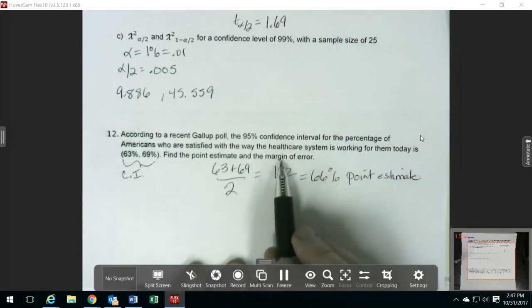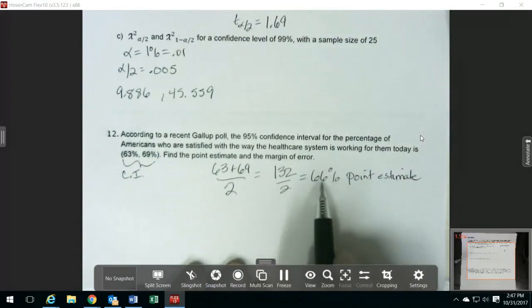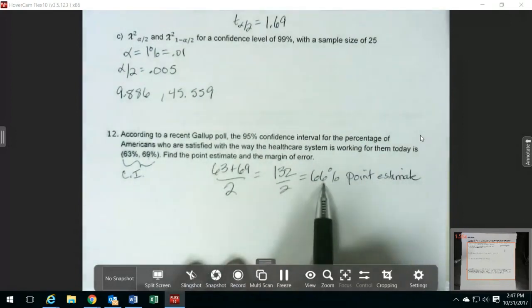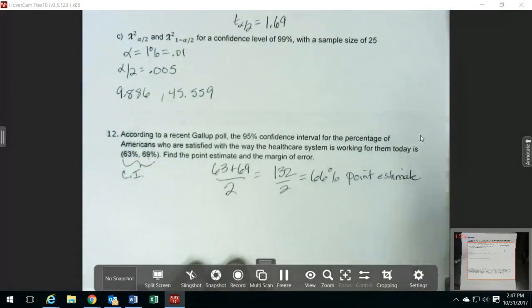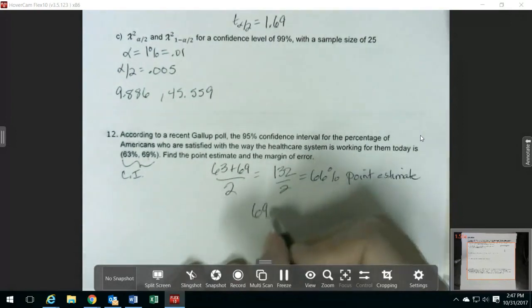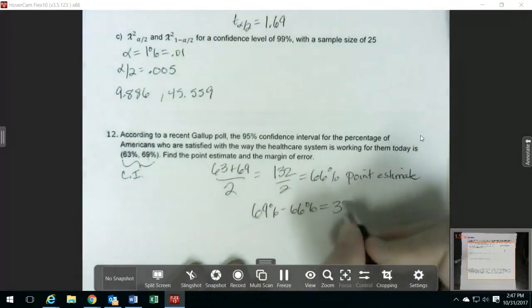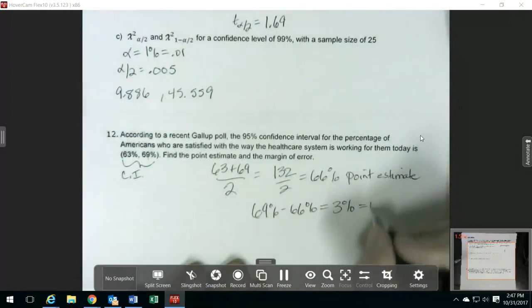Then for the margin of error, that's just the distance from the point estimate to either one of the 2 limits. If we have our upper limit is 69% and our point estimate was 66%, the difference between those two is 3%. So that's our margin of error.